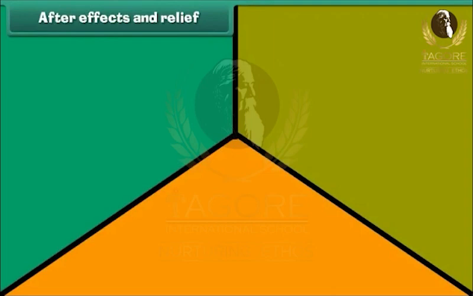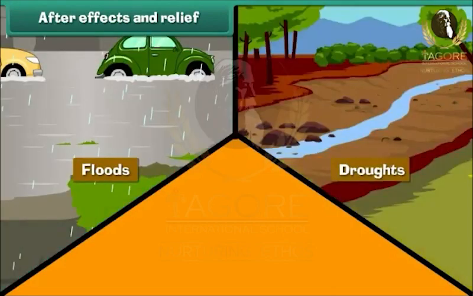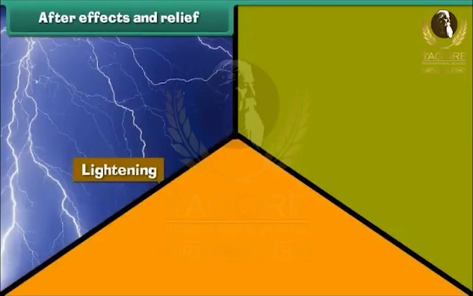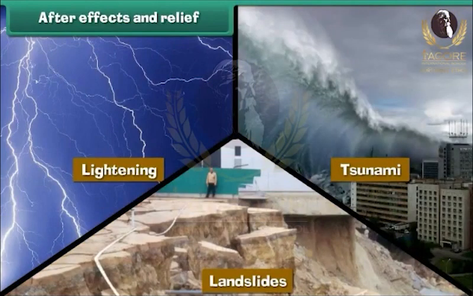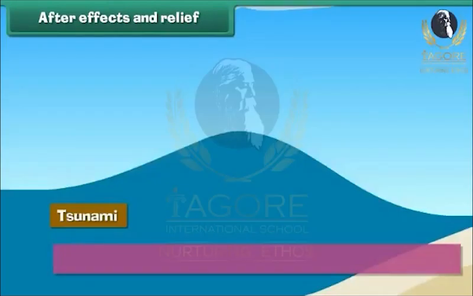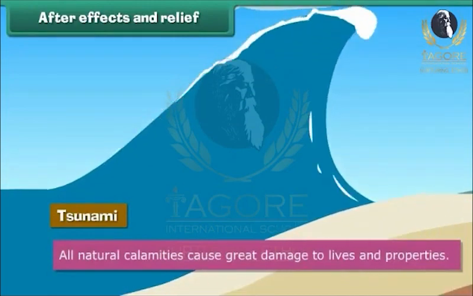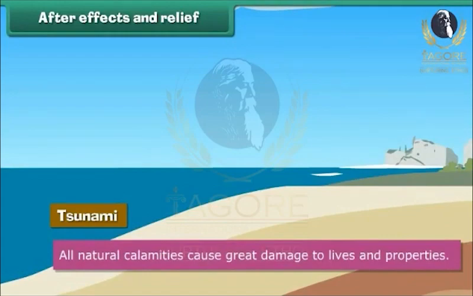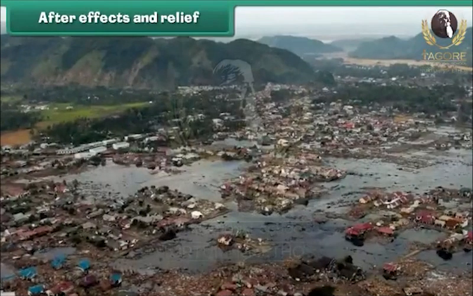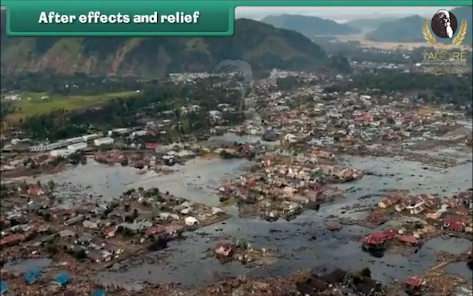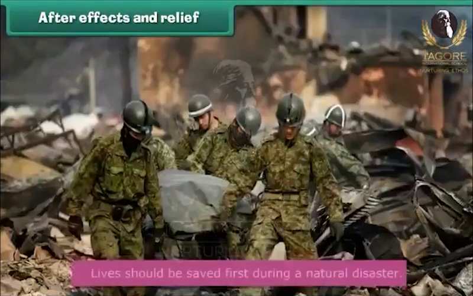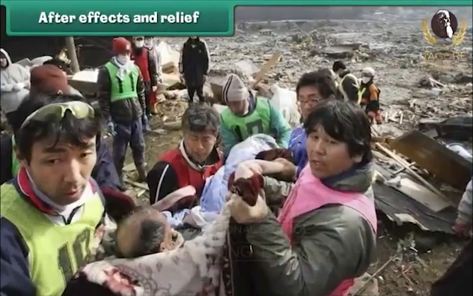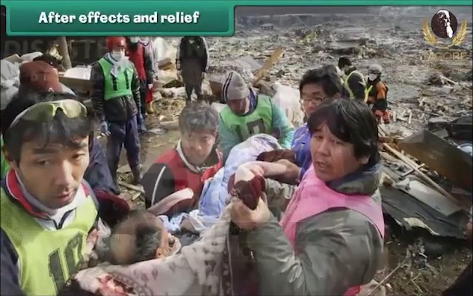After effects and relief. Floods, droughts, storms, earthquakes, lightning, landslides and tsunami all are natural calamities. They cannot be prevented. They cause great damage. This results in tremendous losses. It is very important to remember that when such calamities occur, lives must be saved first, and only then should an attempt be made to prevent the damage to other important things.